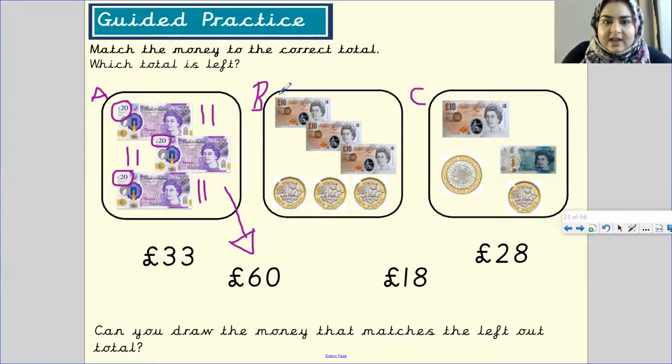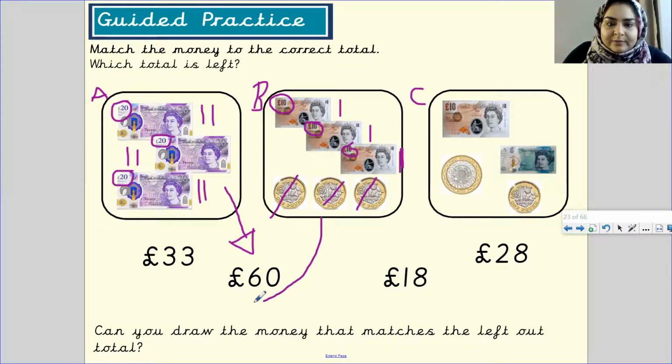Fantastic. So now let's count this. I have 10, 10, 10. So I have 3 tens. I'm going to draw 1 ten next to each. And then I have 3 ones. So now let's count: 10, 20, 30, 31, 32, 33. So I know that B is £33.